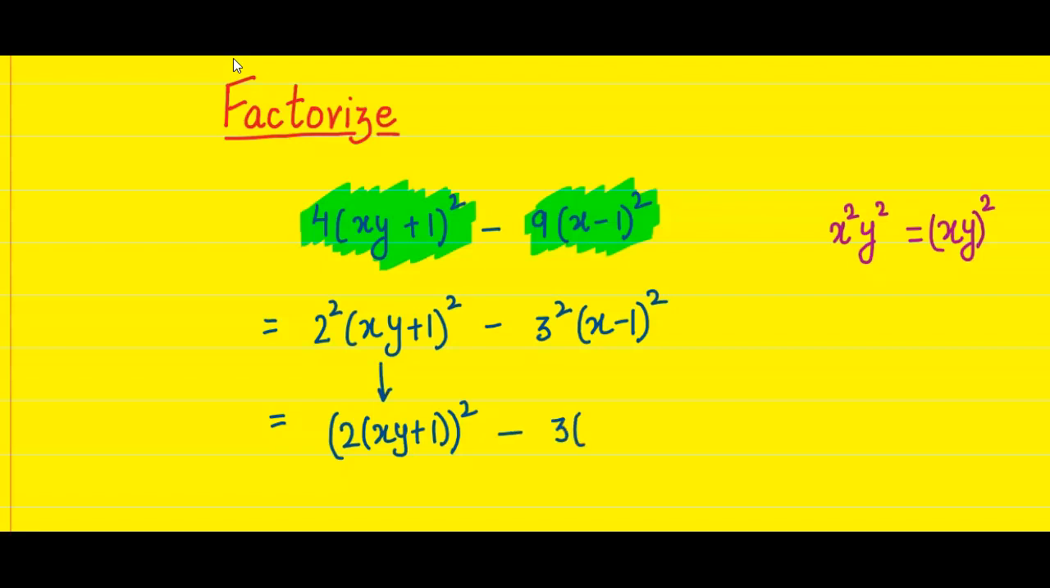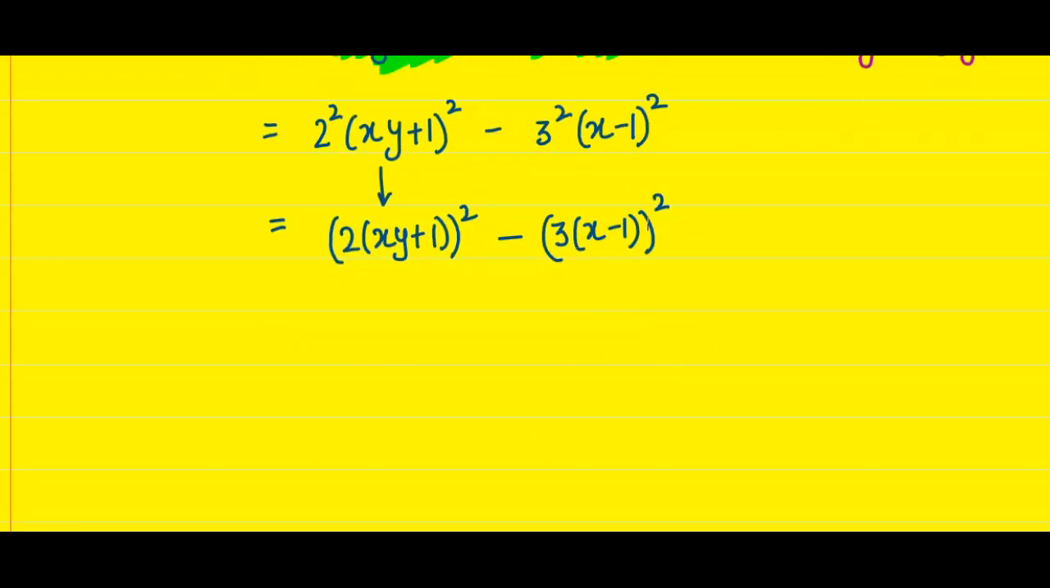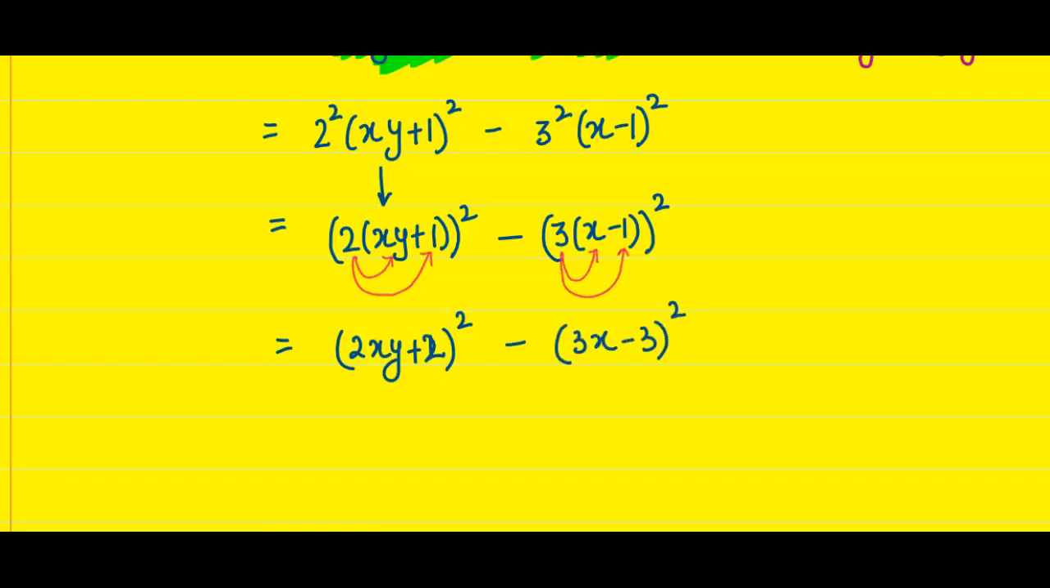Same we are going to do with the second term. So here we get this. Now we can simplify the terms a little bit. So in the first term we can multiply this 2. We can take this 2 inside by distributive property like this, and in the second term we can multiply 3 like this. So what do we get? We get 2xy plus 2 whole square minus 3x minus 3 whole square.